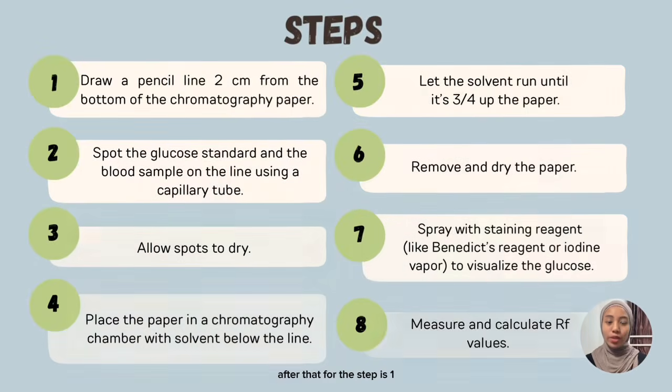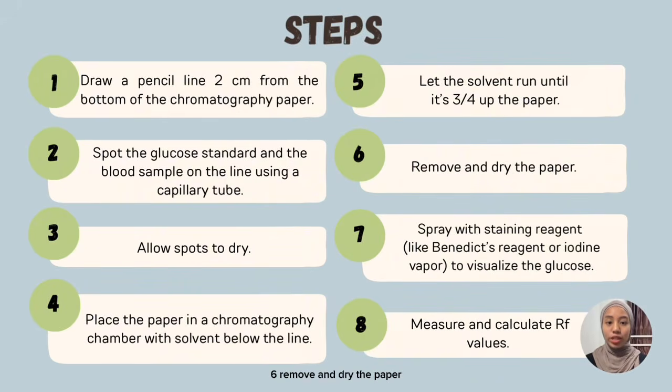After that, for the steps: 1, draw a pencil line 2 cm from the bottom of the chromatography paper. 2, spot the glucose standard and the blood sample on the line using a capillary tube. 3, allow spots to dry. 4, place the paper in a chromatography chamber with solvent below the line. 5, let the solvent run.